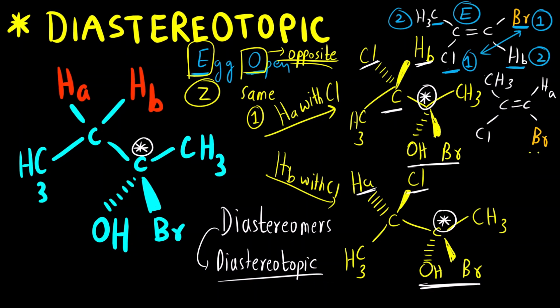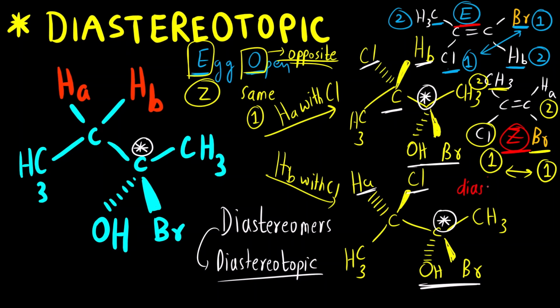Here again we give bromine 1, hydrogen 2. Here hydrogen gets 2 and chlorine gets 1. So you can see the higher priority groups are on the same side, so the notation will be Z. This is E and Z. They are diastereomers. So in alkenes also we can see they are diastereotopic.